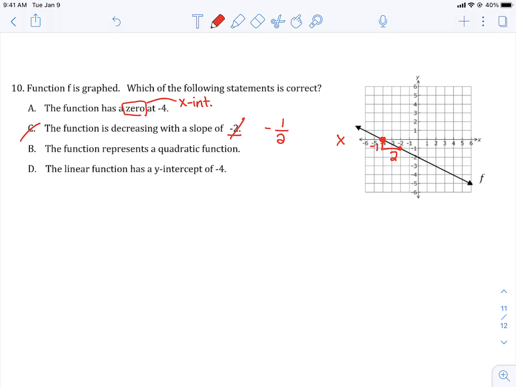Let's see. The function represents a quadratic function. Remember, quadratic functions are the U shape. We haven't seen any of those yet, so that's not it. The linear function has a y-intercept of -4. Y-intercept is on the y-axis, that's this point right here, and that's at -2. So nope, it's at -2. So that doesn't work, which means my correct answer has to be answer choice A.